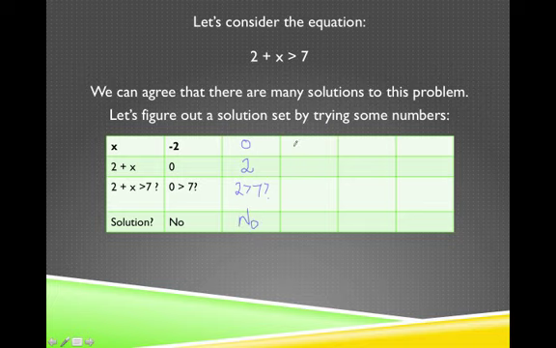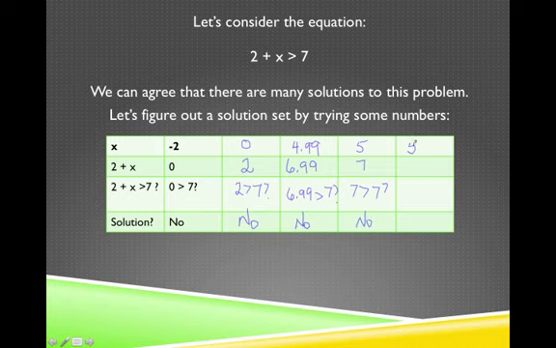So let's try something that's a little bit closer. How about 4.99? If I add 2 plus 4.99, that gives me 6.99. And is 6.99, the value on the left-hand side, greater than 7? Nope, not yet. Okay, so let's try the number 5. When we were solving the equation 2 plus x equals 7, we knew that x was equal to 5. Does that work in an inequality? 2 plus 5 is 7. Is 7 greater than 7? No, it's not.